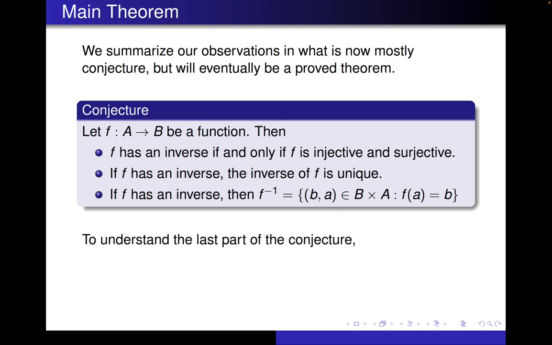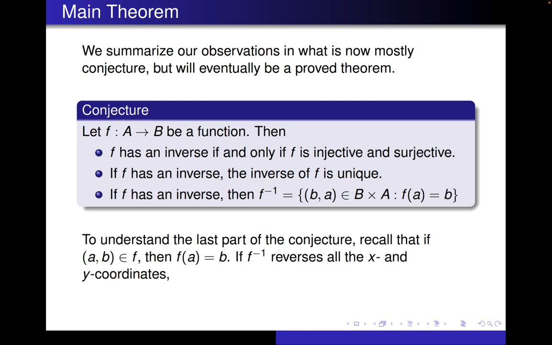And just in case the last part of the conjecture is confusing to you, let me explain that a little further. So recall, if (a, b) is in f, then that means f of a is equal to b. So if f inverse reverses the x and y coordinates, in other words, it takes the x coordinates and makes them the y coordinates, and makes the y coordinates the x coordinates, then we have (b, a) in f inverse where f of a is equal to b. f of a is still equal to b. All we did was take that same ordered pair (a, b), where f of a was equal to b. We flipped the x and y coordinates, (b, a), still true that f of a is equal to b.